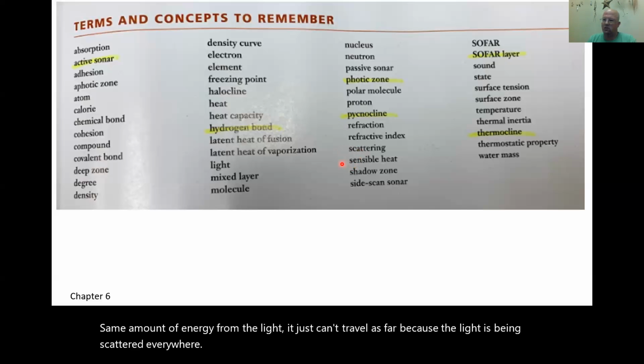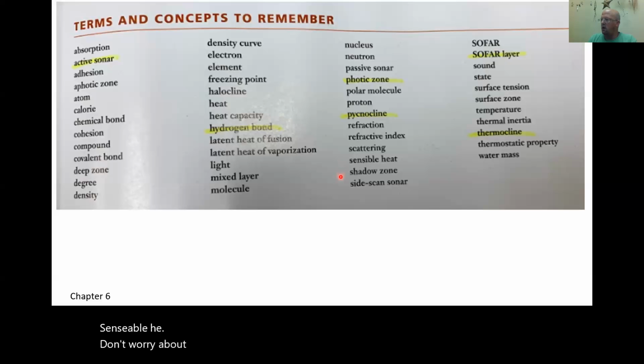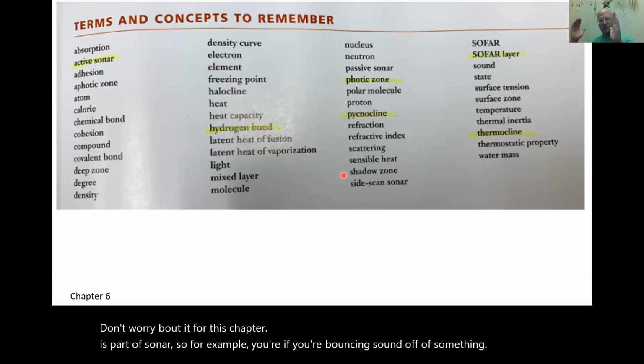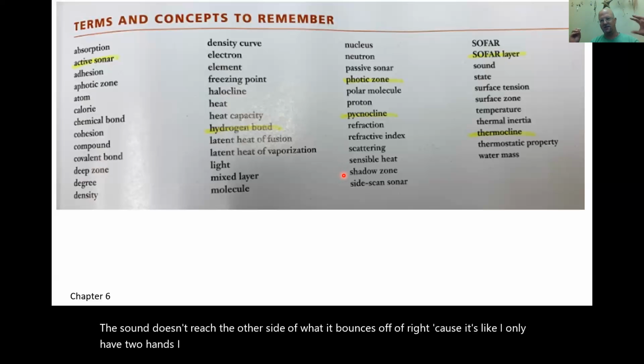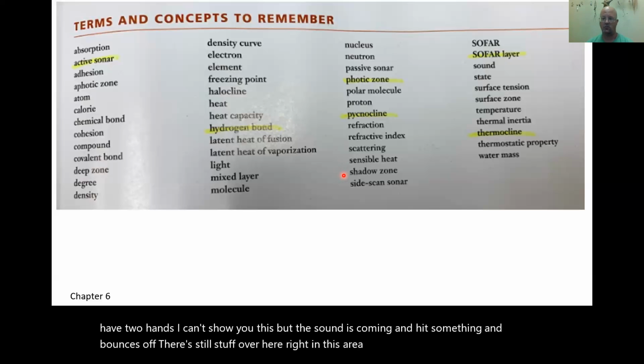Sensible heat, don't worry about it for this chapter. Shadow zone is part of sonar. So for example, if you're bouncing sound off of something, the sound doesn't reach the other side of what it bounces off of, right? Because I only have two hands, I can't show you this. But if the sound is coming and hits something and bounces off, there's still stuff over here, right? And this area behind it is called the shadow zone. You can't actually see it, right?